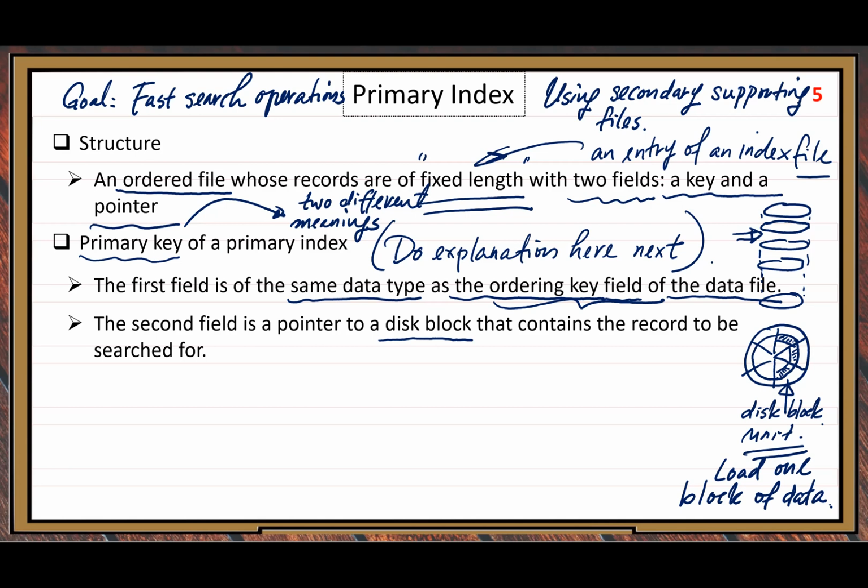That's why we have this disk block concept that contains the record to be searched for. That disk block usually contains quite a few records. It depends on how large your record is. If the record size is relatively large, you can store fewer records in one disk block. If relatively small, you may have a relatively large number of records in one disk block. But the whole block is loaded into the main memory. Then inside the main memory, you search for the record.